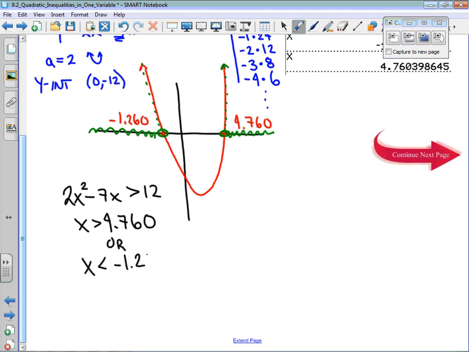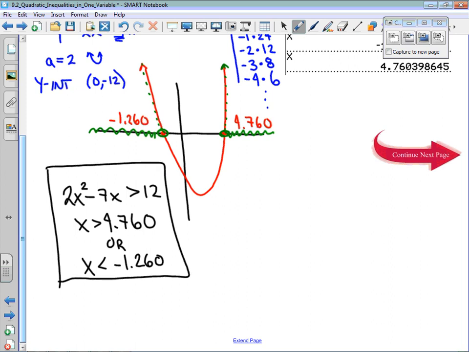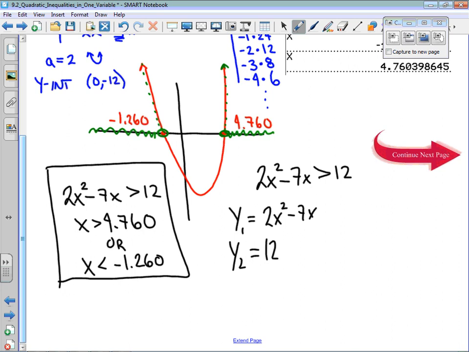Now, the one thing that I'd like to show you is there is another way of doing this. And the way that we could solve, and I'll put it again here, 2x squared minus 7x minus 12. Put the 12 on the other side, sorry. When 2x squared minus 7x is greater than 12, what I could do is graph y1 is 2x squared minus 7x, y2 is equal to 12, and the solution is anywhere y1 is greater than y2, which means that y1 is above y2.